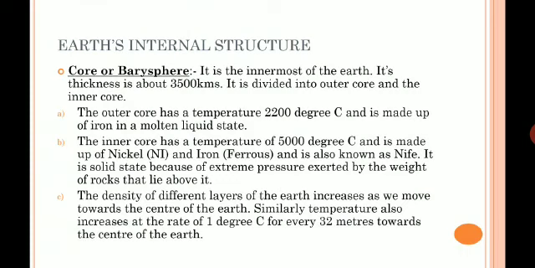The inner core is in a solid state because of the extreme pressure exerted by the rocks which lie over the core surface. The density of the different layers of the earth increases as we go deeper, towards the center of the earth. Similarly, temperature also increases at the rate of 1 degree Celsius for every 32 meters.